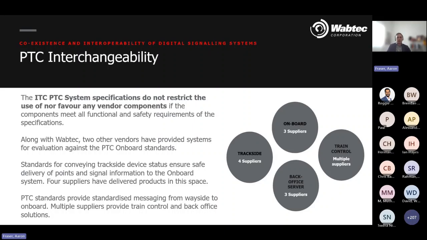Wabtec PTC is also communication system agnostic and supports an open messaging standard. It's back office server agnostic. There are multiple vendors for back office servers implemented throughout the United States today that the Wabtec onboard is currently talking to. And similarly with the train control systems, there are a multitude of different vendors providing them. So there isn't vendor lock-in there, and essentially interchangeability for Wabtec PTC has been achieved. And while from an onboard perspective at the moment Wabtec has a vendor lock-in, Siemens and Hitachi are both trying to enter that space with ITC compatible onboard systems.